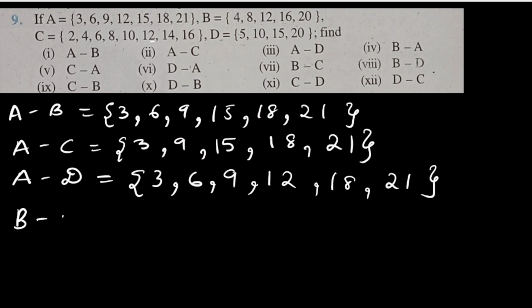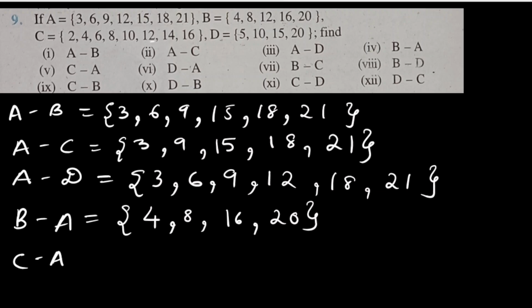B minus A. Now B's elements we have to write, but we have to see these elements should not be the elements of A. So in B, 4 is not there in A, I am writing. 8 is not there, so I am writing. 12 is there in A also, so we cannot write. 16 is not there, and 20 is also not there, so we can write. So B minus A I have done.